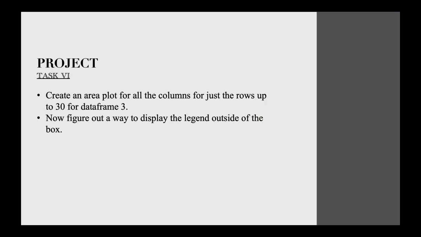So our last task, the sixth task, is to create an area plot for all the columns, for just the rows up to 30 of the data frame DF3. So we have to include only the rows up to 30 and all the necessary columns. Also, we need to figure out a way to display the legend outside of the box. That's all about the problem statement, project objectives, and description of tasks.